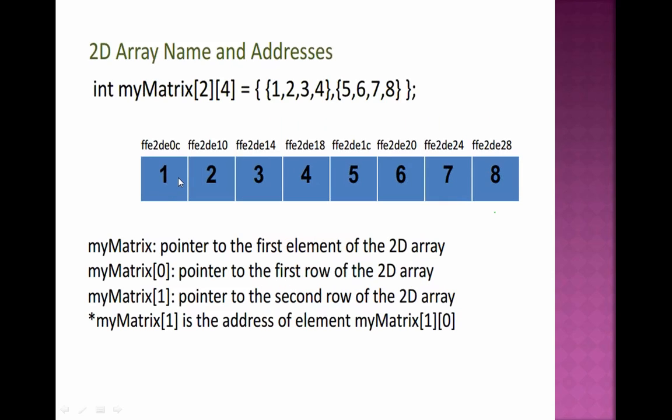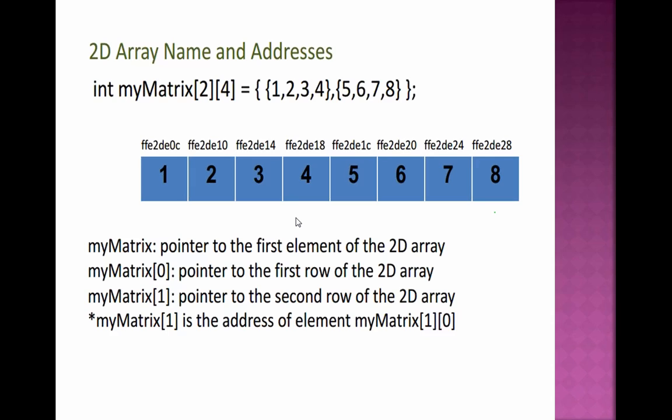So at the first location, this is your memory address. How can we declare it? First of all, there is a return type, then the array name, that is my matrix. There are 2 square brackets, one used for rows and one for columns, that is 2 4. Here there are 2 rows, that is 0 1, and 4 columns, that is 0 1 2 3.